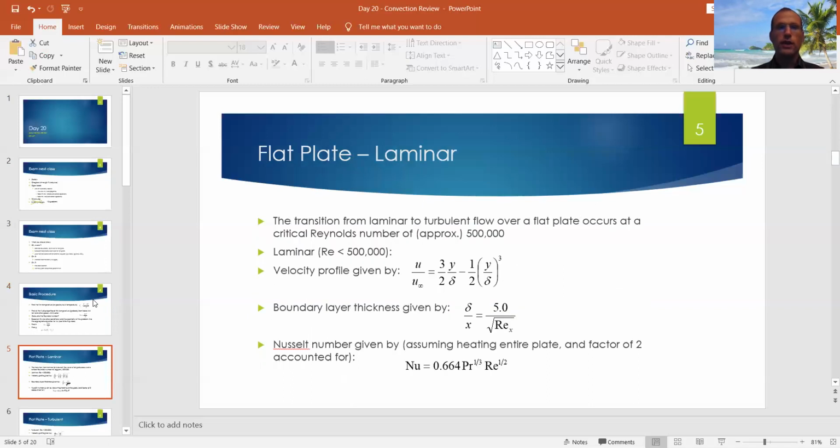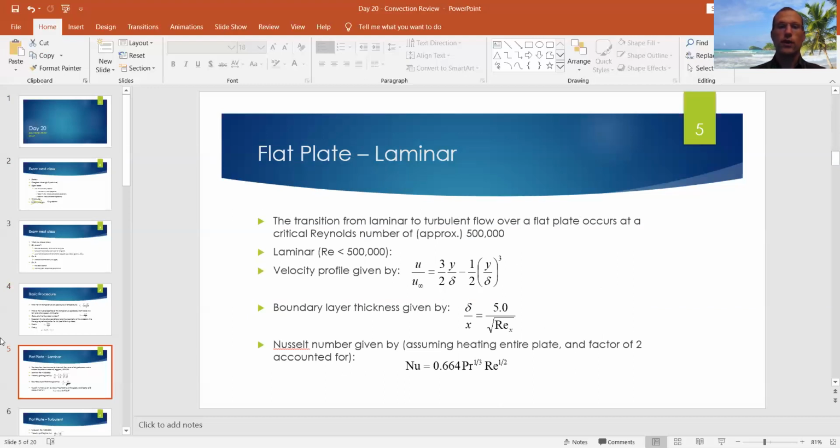So it started off with the laminar flat plate in forced convection. That was the easiest case. The transition from laminar to turbulent happens at roughly 500,000. So anything below 500,000 is laminar, and anything above 500,000 is turbulent.